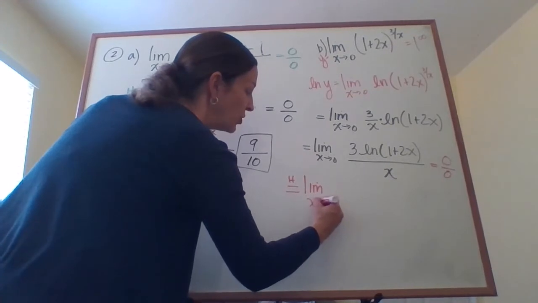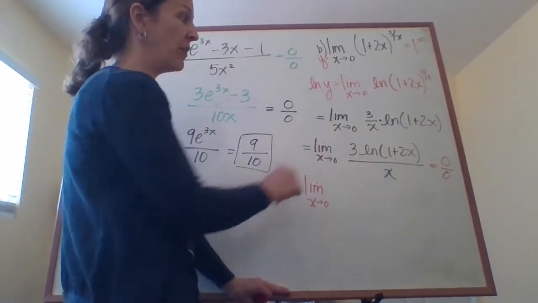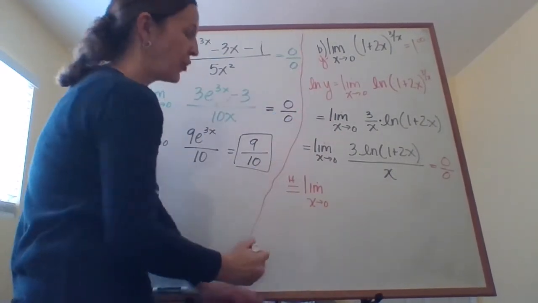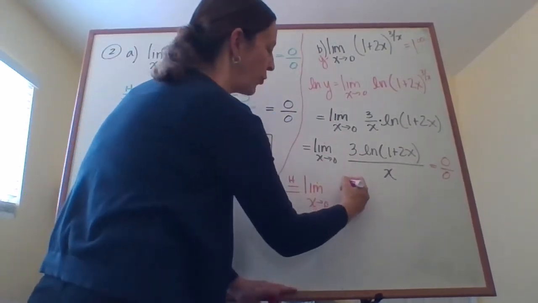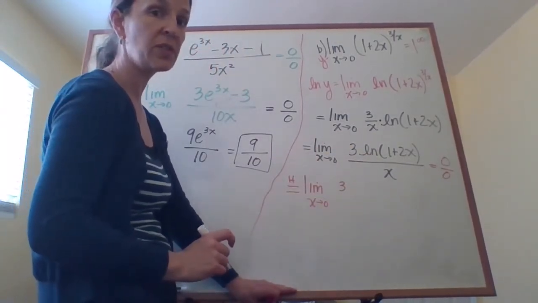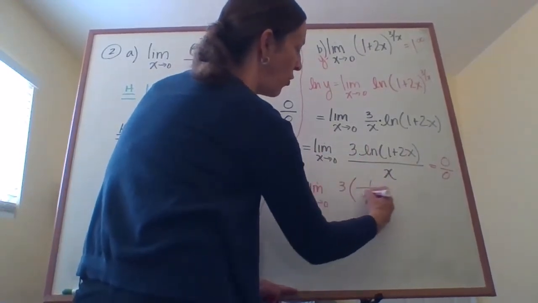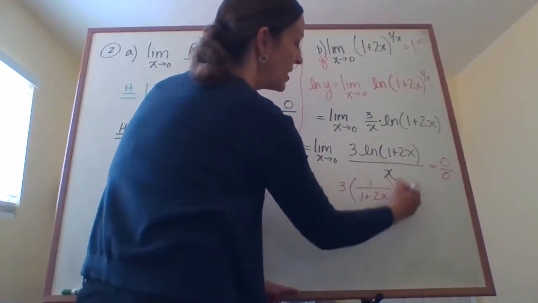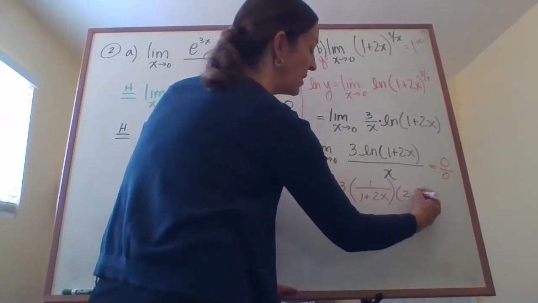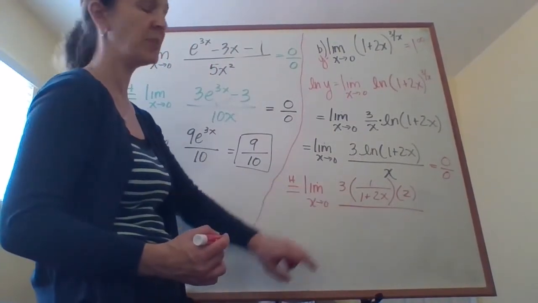So this is equal to the limit as x approaches 0. Now I need to take the derivative of the top. The 3 is a constant. Draw a line to separate this. The 3 is a constant that comes along for the ride. Now I'm taking the derivative of natural log of 1 plus 2x. The derivative of natural log of something is 1 over that something times the derivative of the something. And the derivative of 1 plus 2x is 2. So that's chain rule on the top.